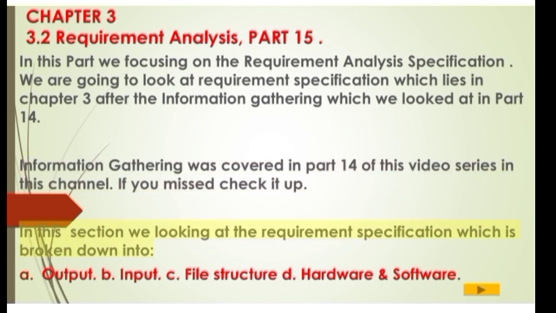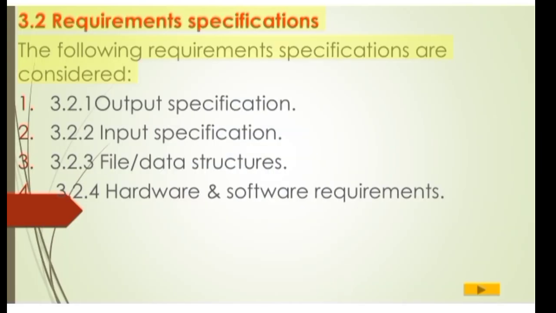In this section we are looking at the Requirement Specification, which is broken down into A. Output, B. Input, C. File structure, D. Hardware and software. 3.2 Requirement Specifications. The following requirement specifications are considered. 1. 3.2.1 Output specification. 2. 3.2.2 Input specification. 3. 3.2.3 File data structures. 4. 3.2.4 Hardware and software requirements.